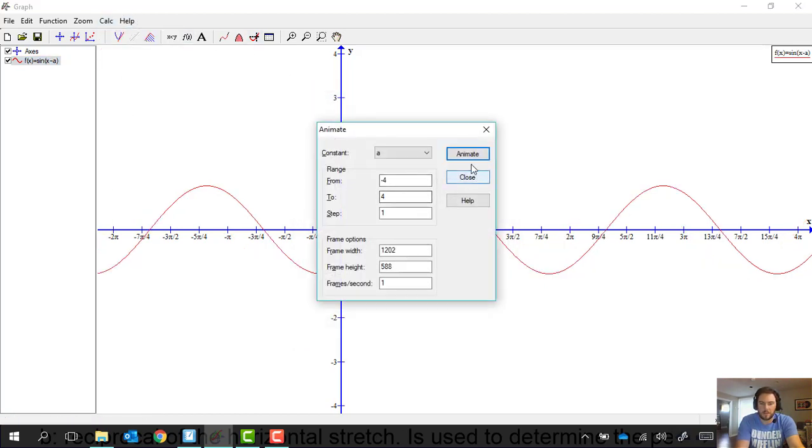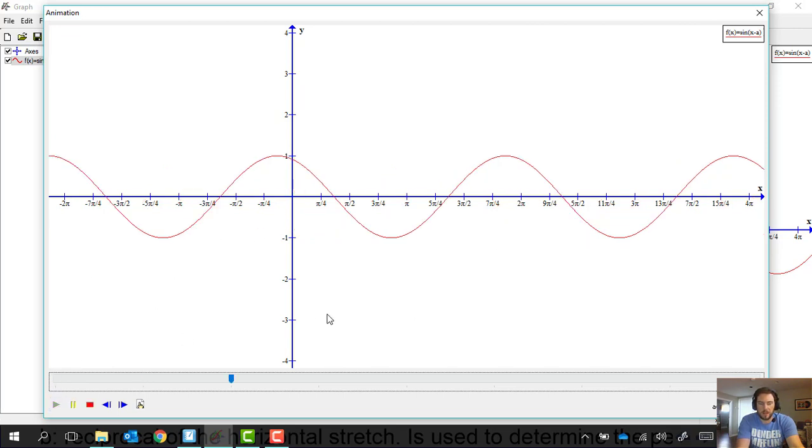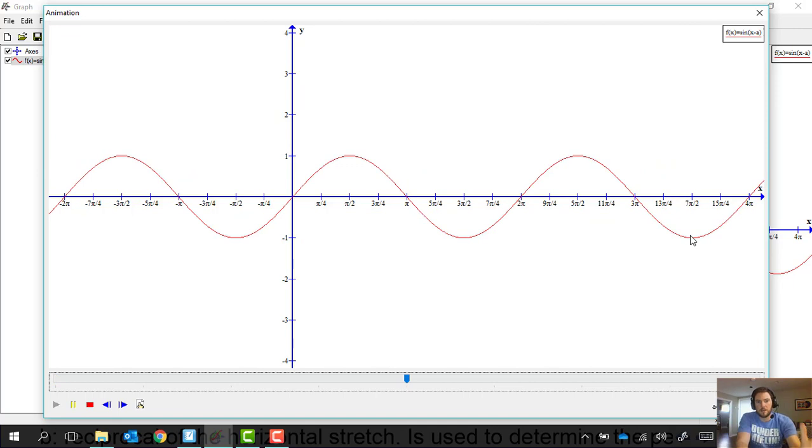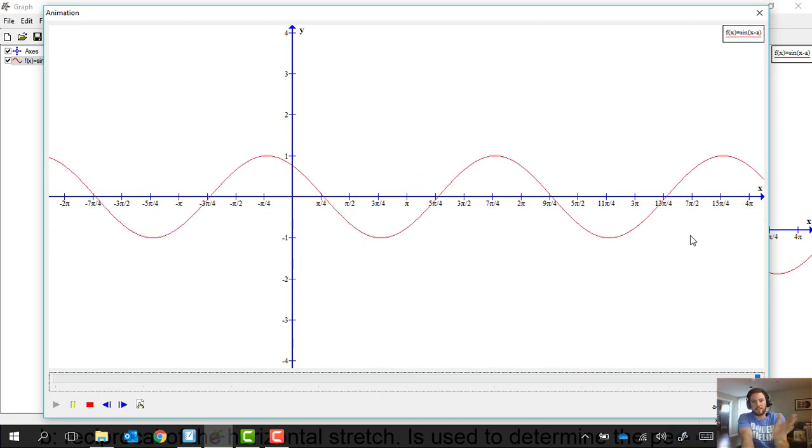So now I'm looking at what happens when I change my h value, right? It looks similar, but notice that I'm not on the point 0, 0. I'm starting at some value over here. And then as I animate it, as the a value gets larger and larger, the h value gets larger and larger, all that's really happening is my graph is shifting to the right by a unit.